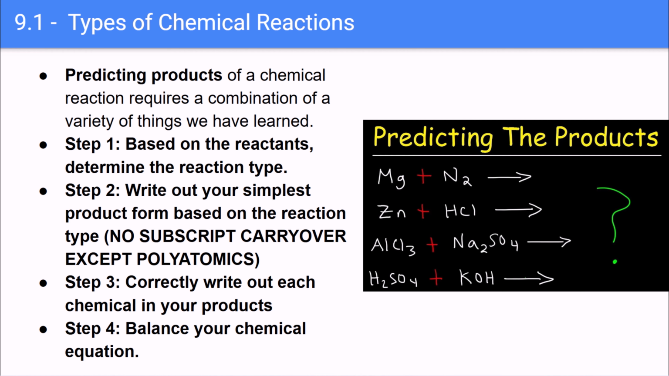Step 3 is to correctly write out the chemical in each of your products. So go through and balance out your charges, recognize your diatoms, all of that good stuff. And then lastly, balance your chemical equation.